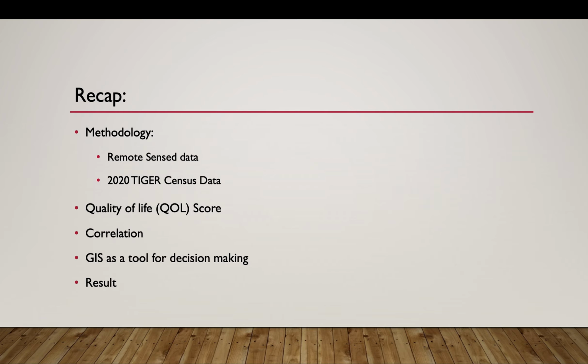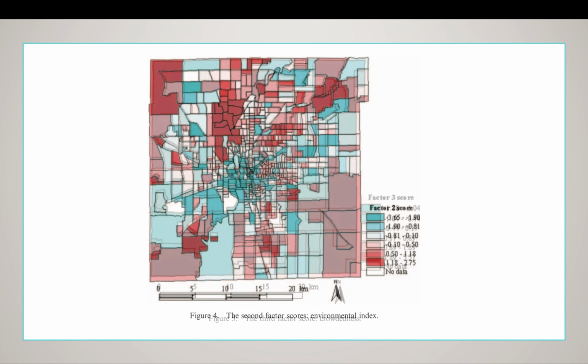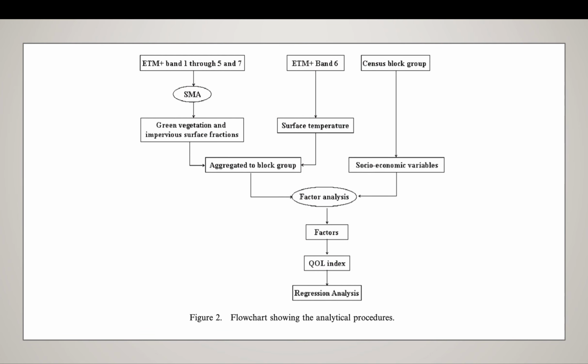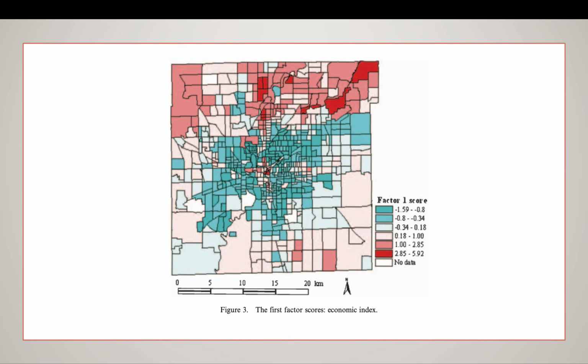And I truly believe that the same methodology and the same architecture that was used here can be used again for a different city, like Houston, Texas, or Austin, Texas, to also create a quality of life index.